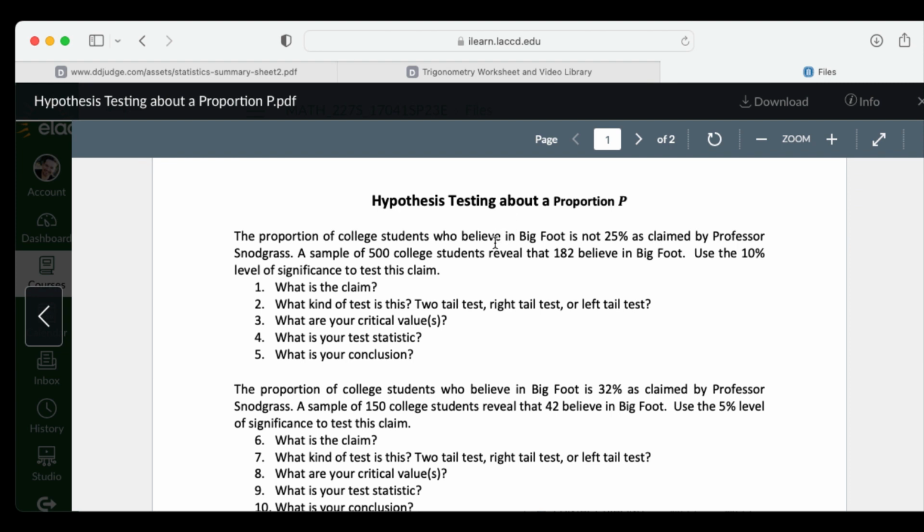Do you guys see what I'm saying here? Oh, it's a believe in Bigfoot question. The proportion of college students who believe in Bigfoot is not 25%, as claimed by Snodgrass. A sample of 500 college students reveals that 182 believe in Bigfoot. Use the 10% level of significance to test the claim. What do I ask? What is the claim? What kind of test is this? Two-tailed, right-tailed, or left-tailed? What are the critical values? What's your test statistic? What's your conclusion? So I have you go through the hypothesis testing procedure for this.